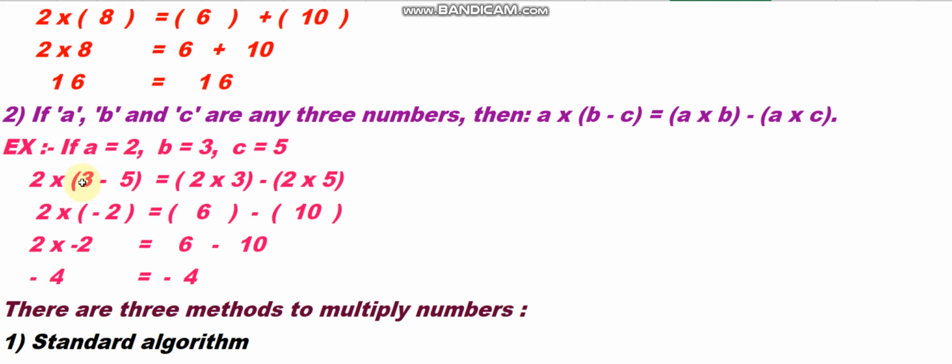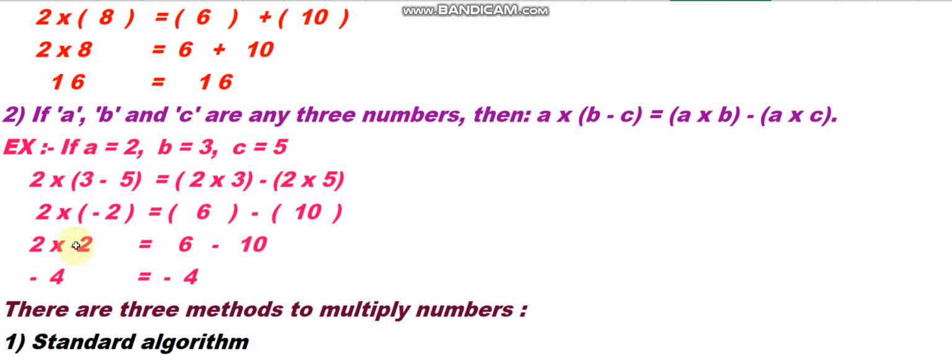From 3 we can't subtract 5. Yes, 5 minus 3 we can subtract, but 5 has a minus symbol. That's why you write minus. Now 5 minus 3 is 2. That equals, simplify this, 2 threes are 6 minus 2 fives are 10. Now remove the brackets. 2 into minus 2 equals 6 minus 10.